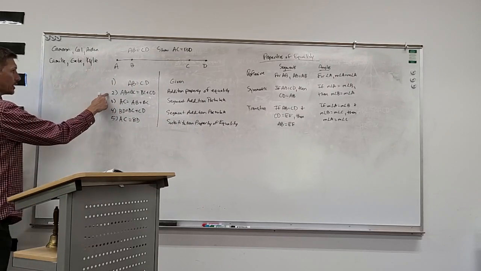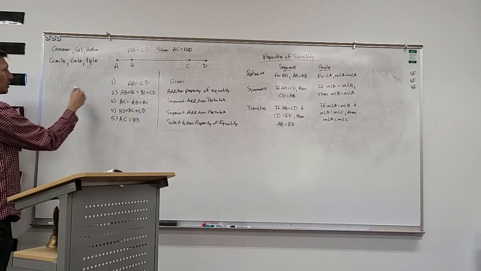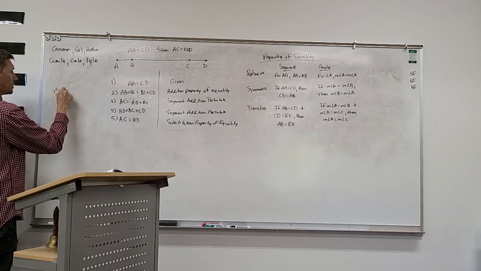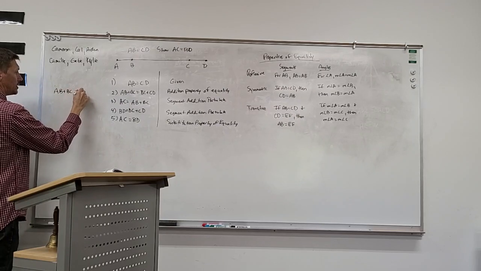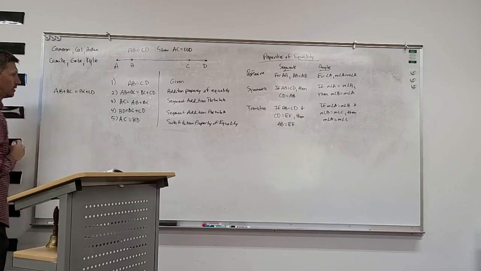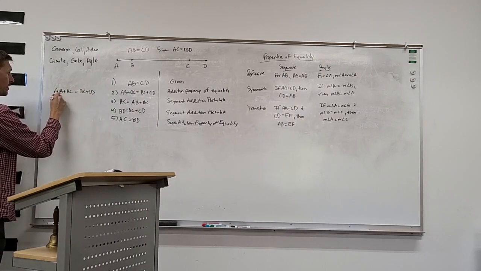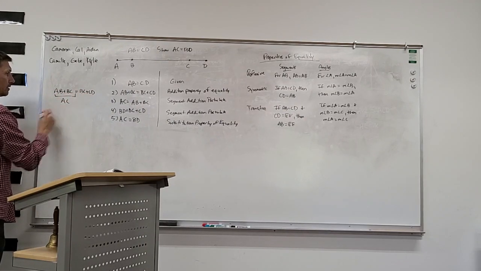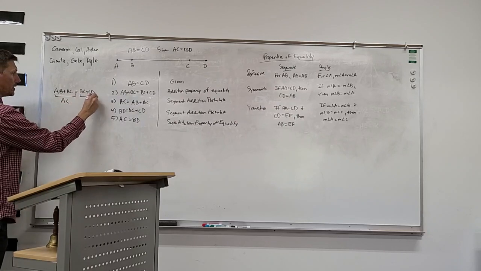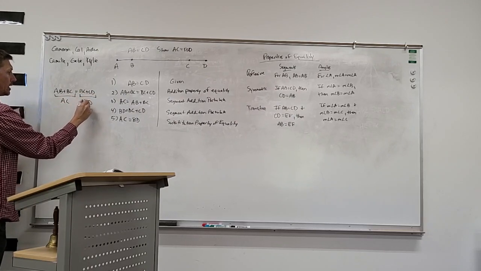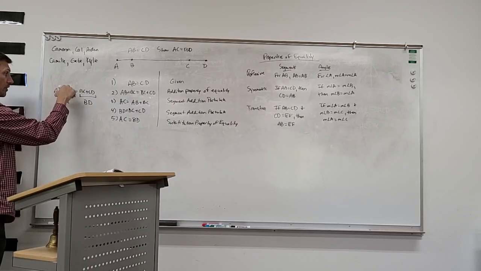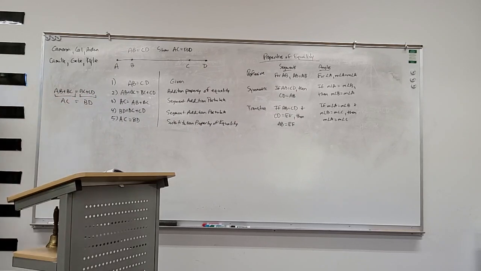See, in section 2 here, we use the addition property to say that AB plus BC equals BC plus CD. But then in statement 3, I proved that this is the same as AC. And in statement 4, I proved that this is the same as BD. And so I could substitute these in for those and say that AC then is equal to BD. You guys see how I did that?